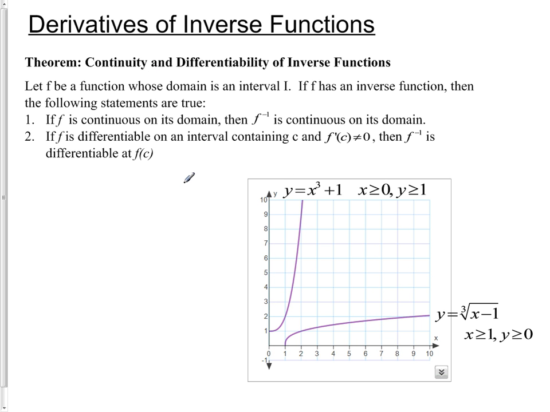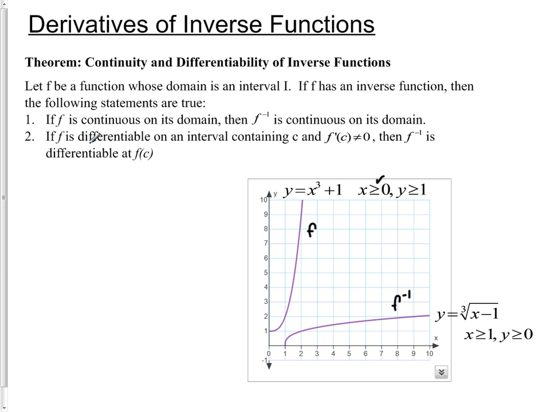Realizing these things about our inverse functions, we have two other properties that we should state. The first property is that if f is a function whose domain is an interval, here's our interval, 0 to infinity, and if f has an inverse function, then the following statements are true. First of all, if f is a continuous function on its domain, then f inverse must also be continuous on its domain. So if we look at the graphs of f and f inverse over their respective domains, we do indeed find that these functions are continuous.